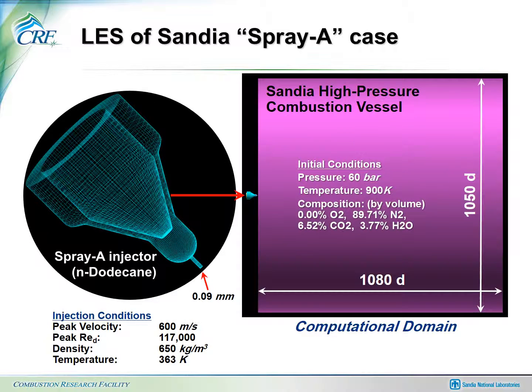Now let me switch over and focus on LES of the Sandia Spray A case. So what this slide is showing is the computational domain of Lyle Pickett's high pressure combustion chamber. Here again, we're injecting n-dodecane at 363 Kelvin into the ambient chamber that I'm showing in the purple color, where the initial conditions are 60 bar, the temperature is 900 K, and essentially this case is non-reacting, and we're interested in the mixing field and so on.